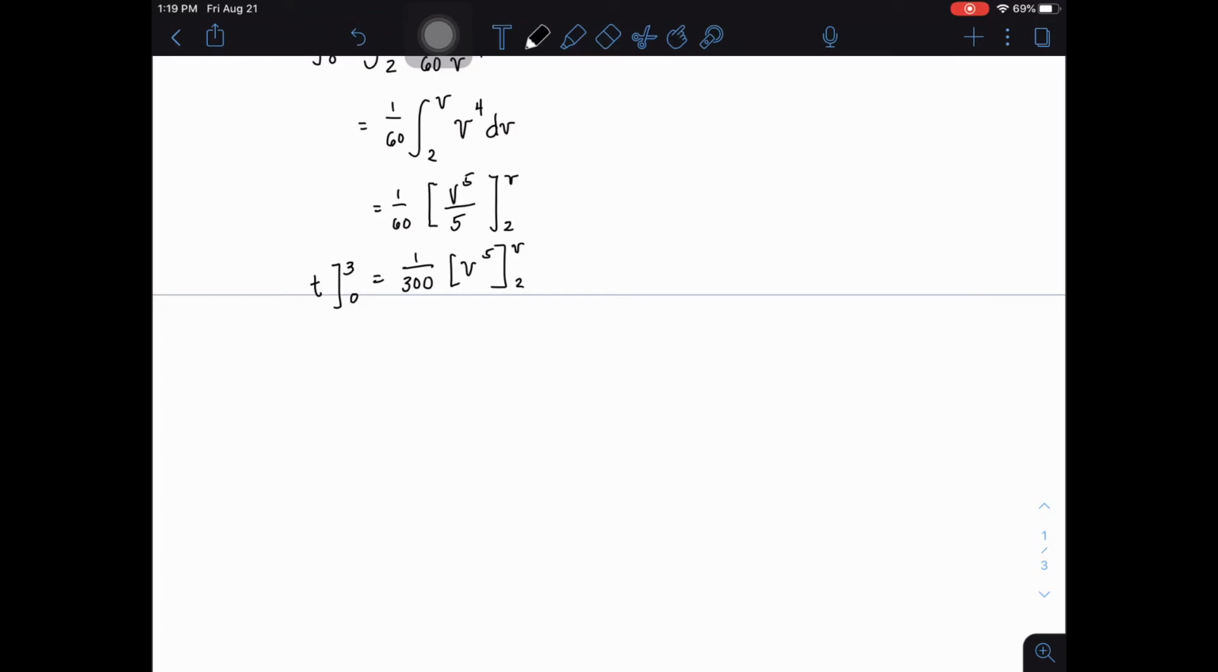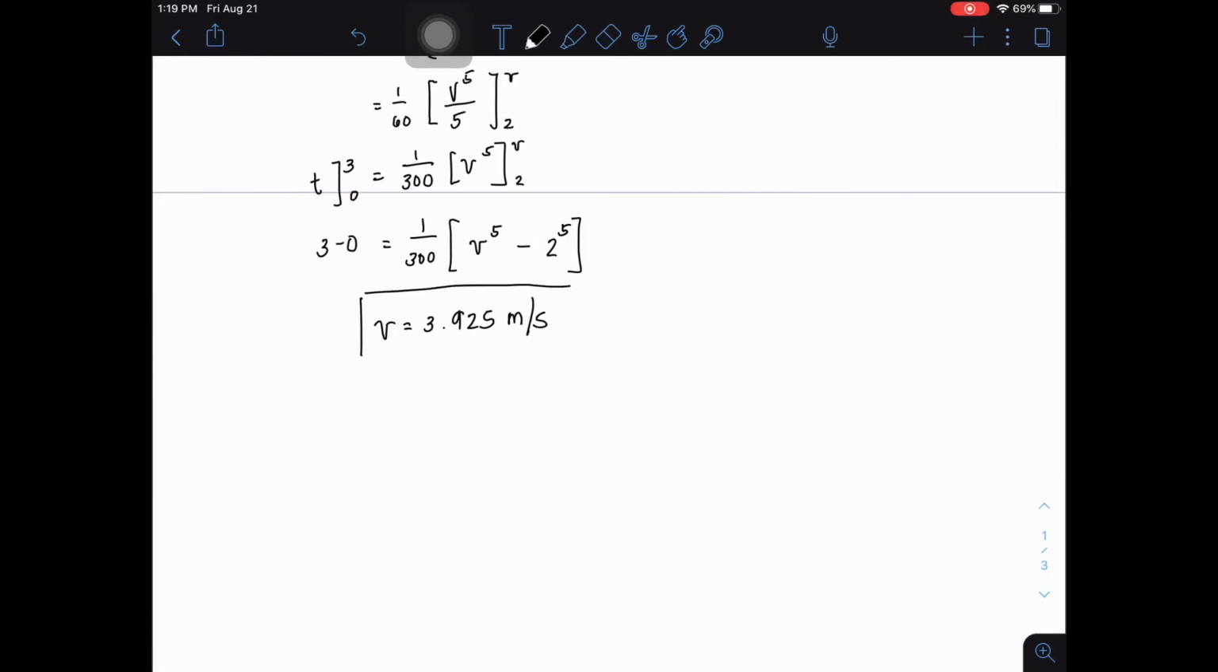So we're gonna be having upper minus lower, so that's 3 minus 0, is equal to 1 over 300, times v to the 5th power minus 2 raised to the 5th power. Okay, and then we can solve for the value of v, which is equivalent to 3.925 meters per second. Right, so that's 1.